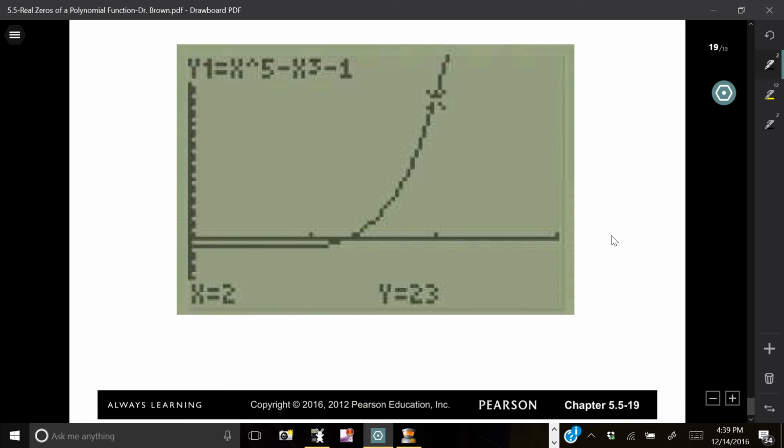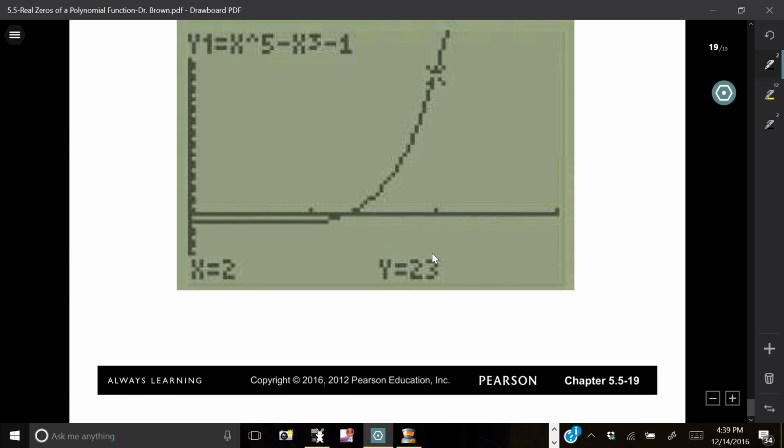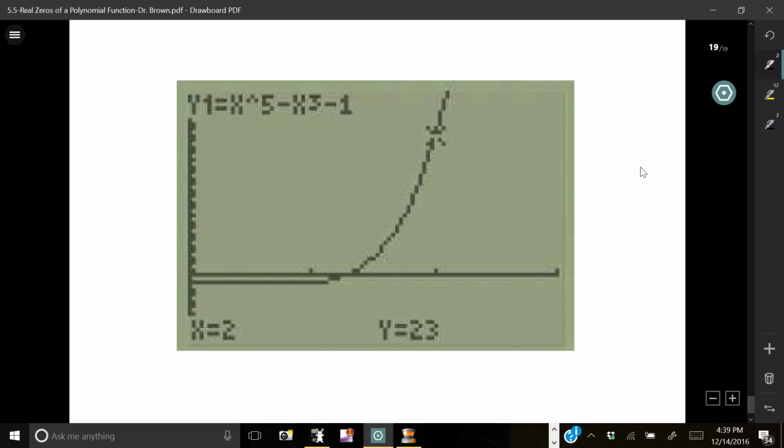Here, I'll suggest that you do this yourself as you watch the video: put in the equation x to the fifth minus x cubed minus 1. And indeed, if you draw the graph, you'll see that it crosses the x-axis between 1 and 2. And that is the lesson for today.